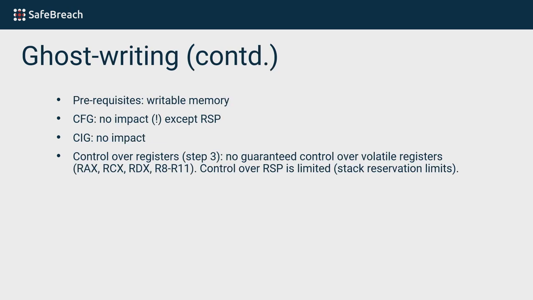So back to analyzing GhostWriting. The prerequisite is simply that we have writable memory. As hinted before, we can use the unused part of the stack. CFG has no impact, except for the restriction over RSP. CIG obviously has no impact, and for control over registers, there's no guaranteed control over volatile registers, as I mentioned before, and as I said, control over RSP is limited.